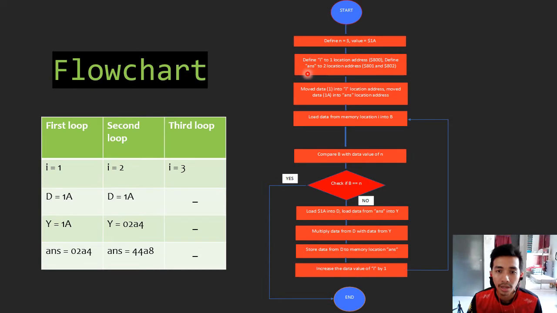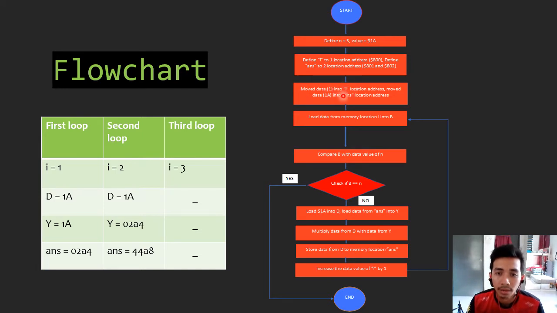And then we define ANS, which is the answer. ANS is where the answer for the calculation will be stored. The data value will be stored into ANS. So in this case, we define ANS into two location addresses, which are $801 and $802. And then we move data 1 into I.